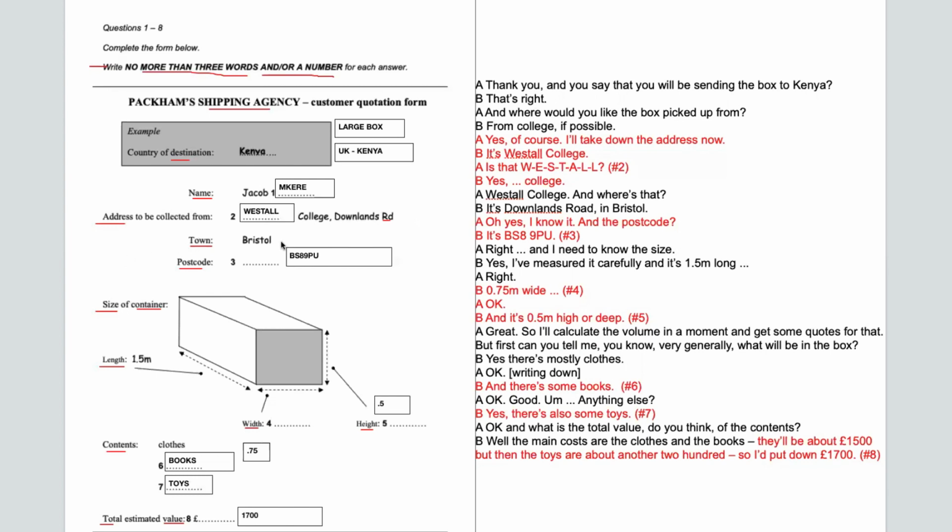Then we had the town is Bristol. The postcode, as I said earlier, is a mix of letters and numbers in this case. Same thing, it will be spelled out for you. BS8-9PU. Then they go directly into the size of the container. Now, I just want to make these 2 answers a bit bigger because this is a common trick, and I want to see if you have caught my deliberate trick here.